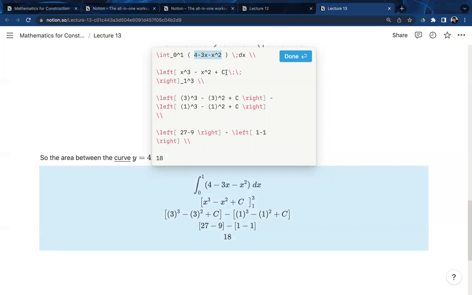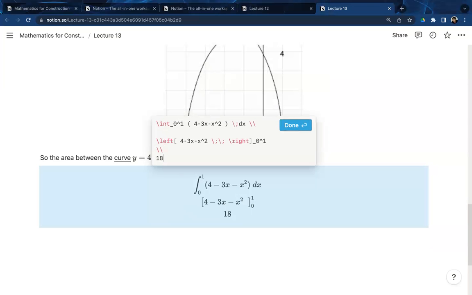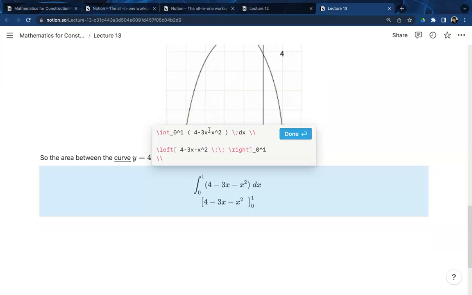So this is the original function. Remember, you're given a gradient function, which is 4 minus 3x minus x squared. We need to integrate that now between 0 and 1. So let's go about doing that. What is the integral of 4 with respect to x? It is 4x, right?